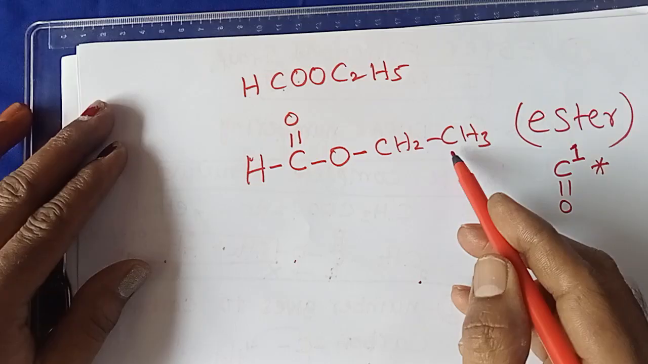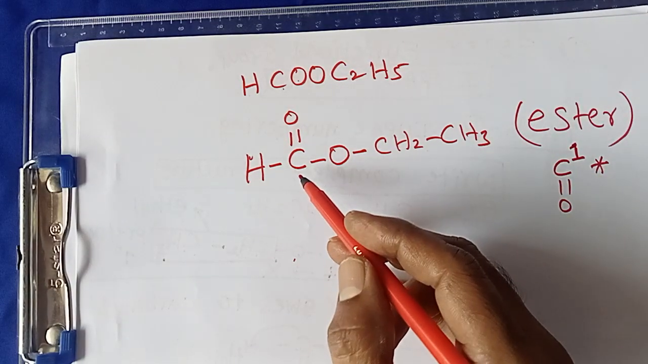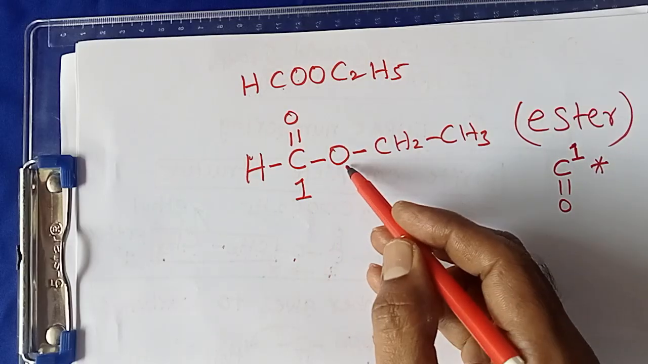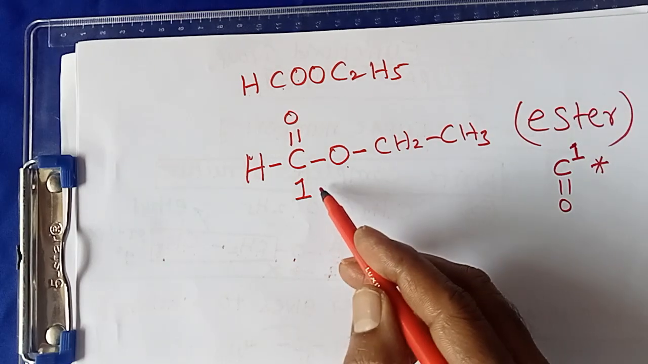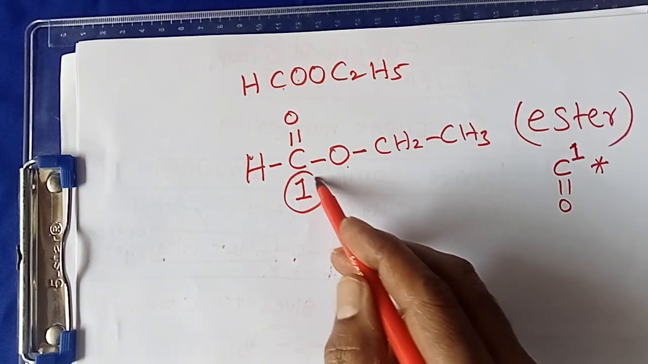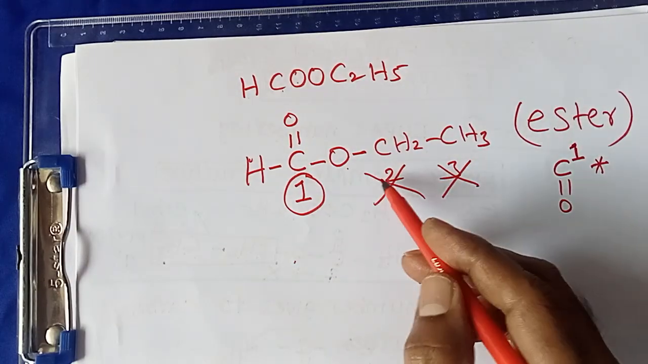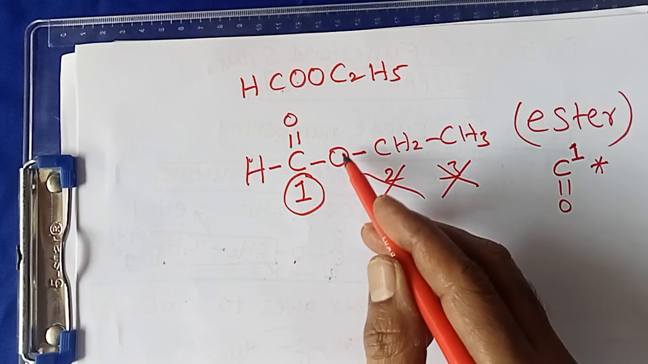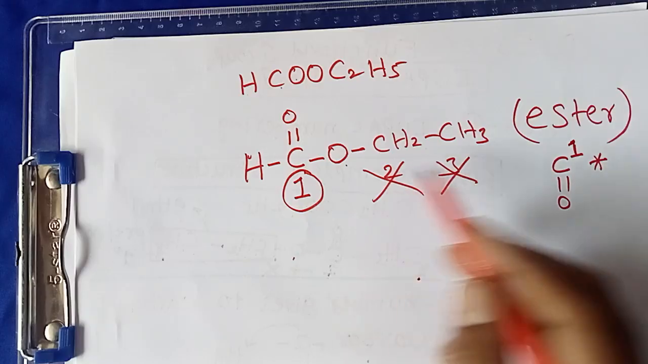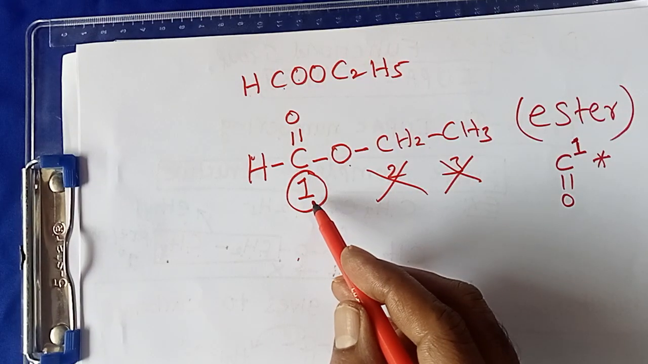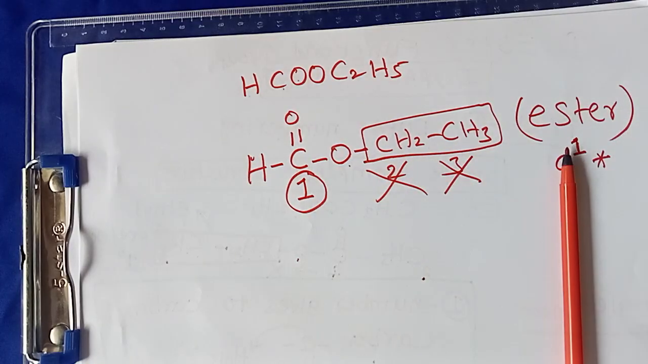So here, the longest chain is not the parent chain. In the ester functional group, the C double bond O carbon is the only number 1. This side is oxygen, this side hydrogen, so numbering stops. In the parent chain only 1 carbon is there. Don't go to 2, 3 for this. This is wrong, because oxygen is in the middle, so it is not a continuous chain. And in this case, this alkyl group is the secondary prefix.